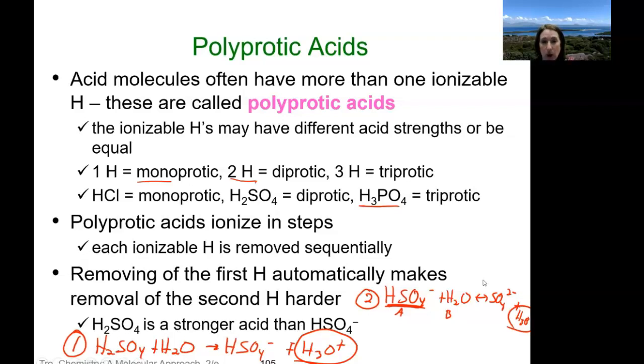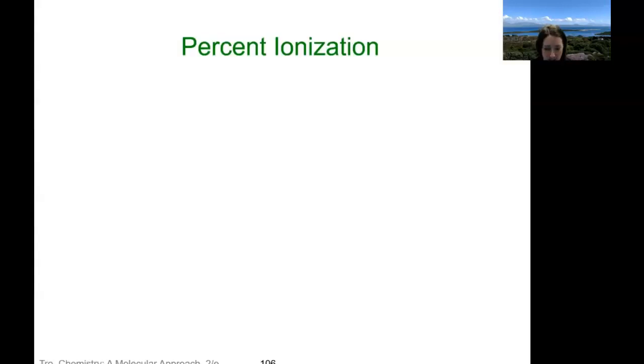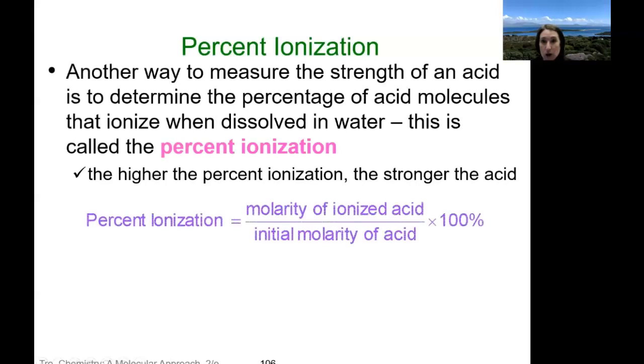So every time we ionize a hydrogen, the weaker it is. And we're going to actually look at those Kas in just a second. Now, how do we figure out how much of it ionized? We use percent ionization, but we've been doing this the entire time.